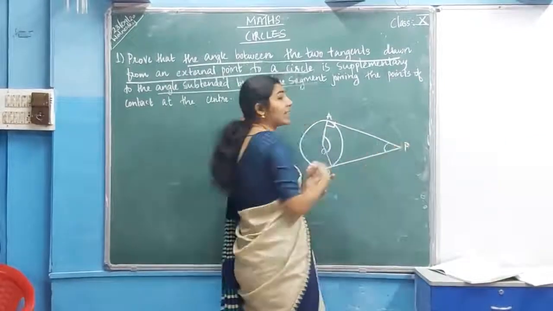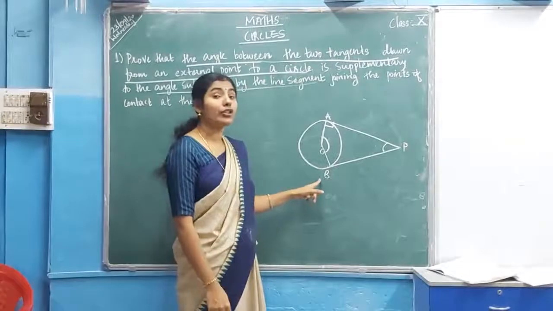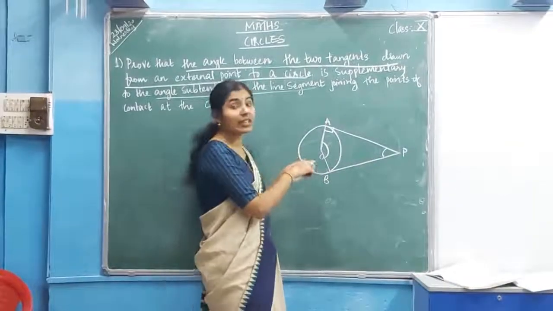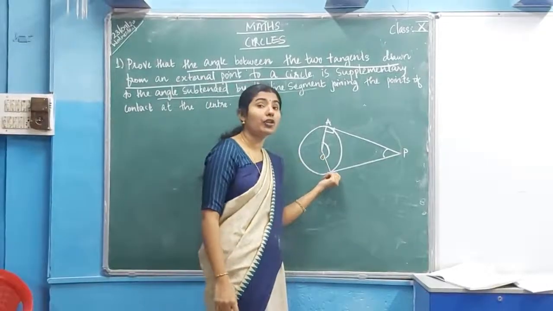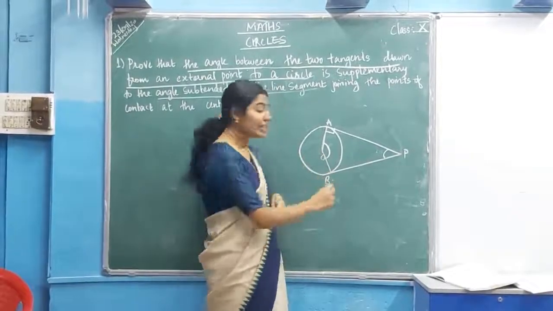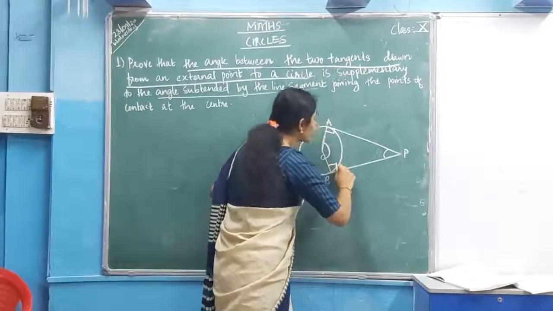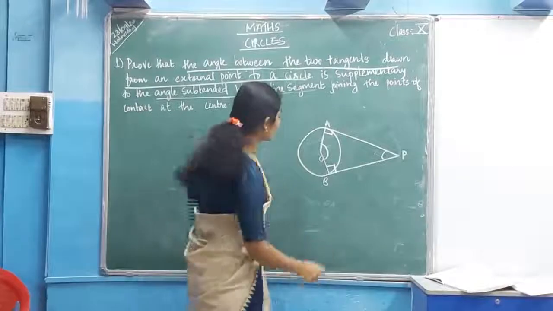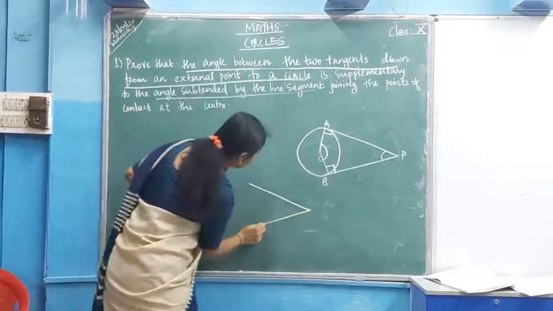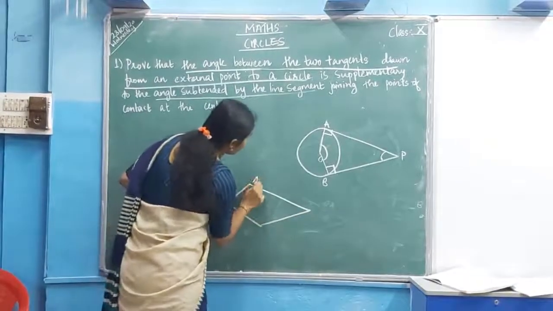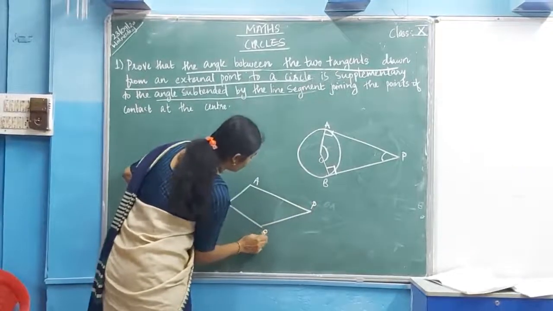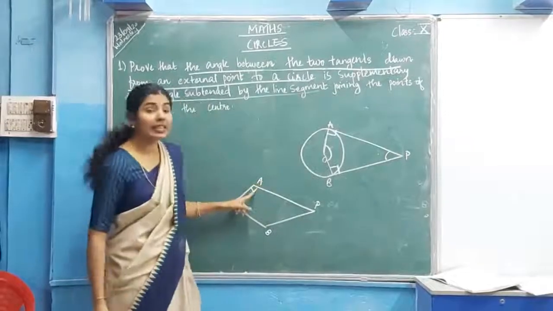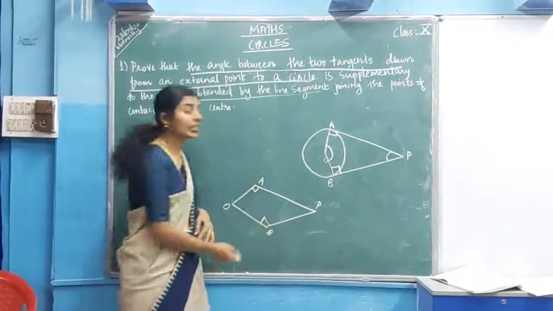Similarly, BP is a tangent. Its point of contact is B. So which is the radius drawn through this point of contact? That is OB. So what you can say, radius is perpendicular to tangent. So angle OBP is 90 degree. Now we see, this angle is 90 degree, here also forming 90 degree.